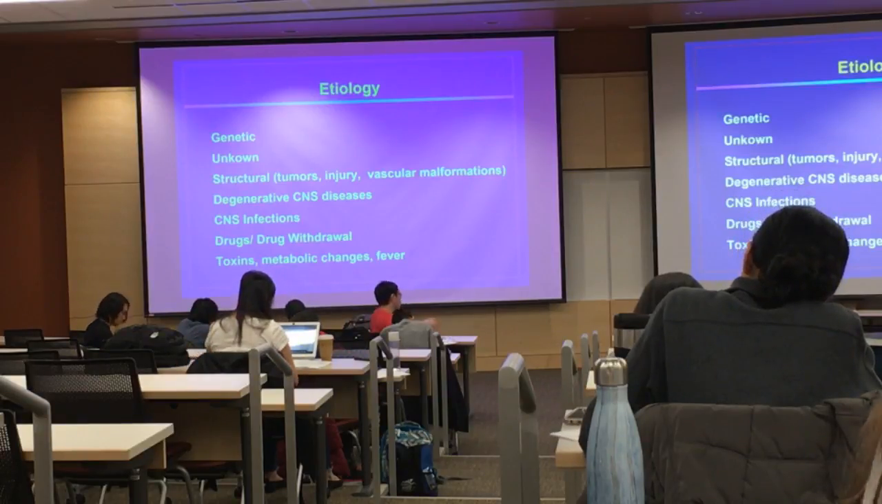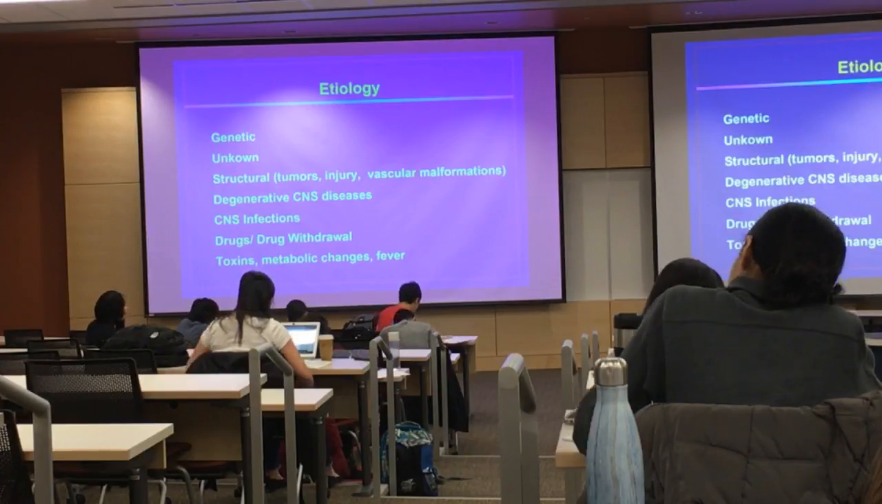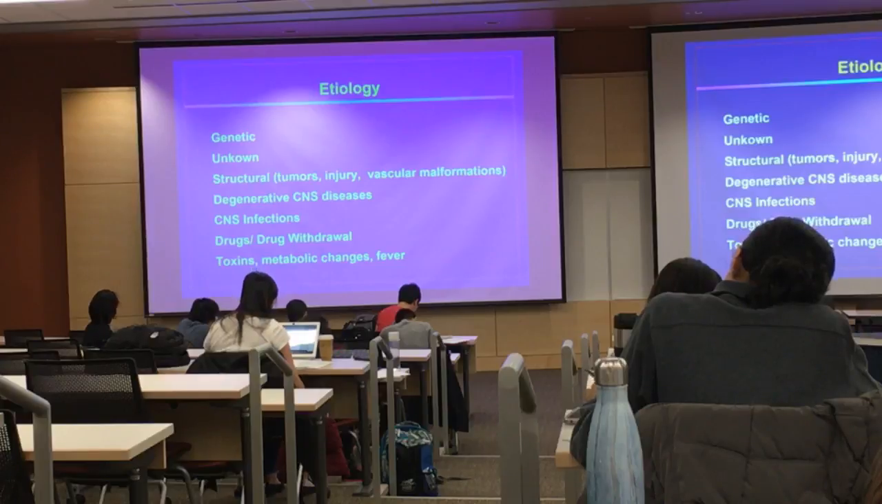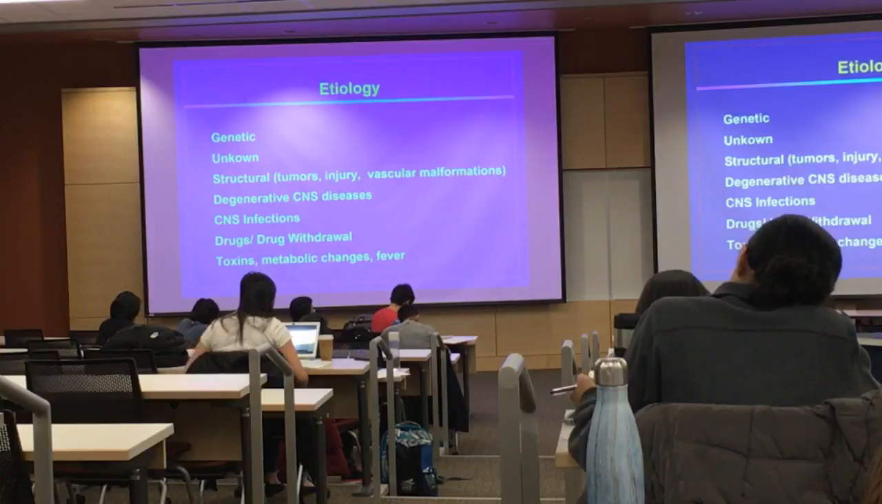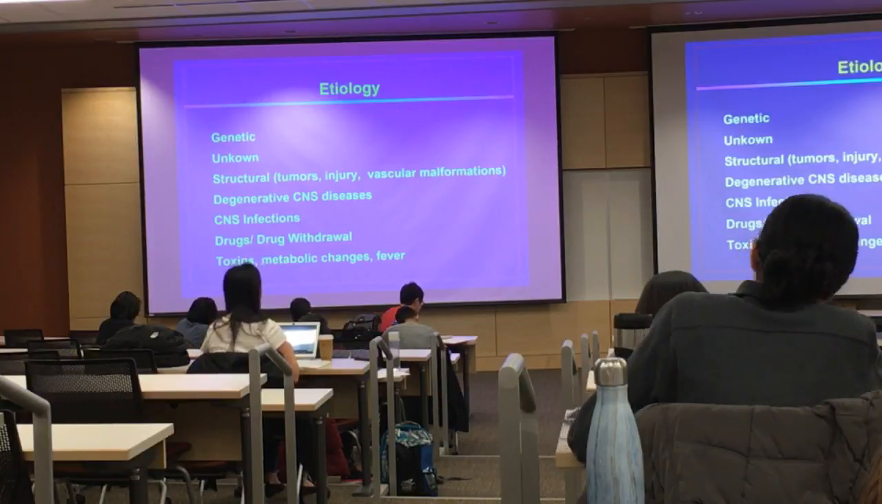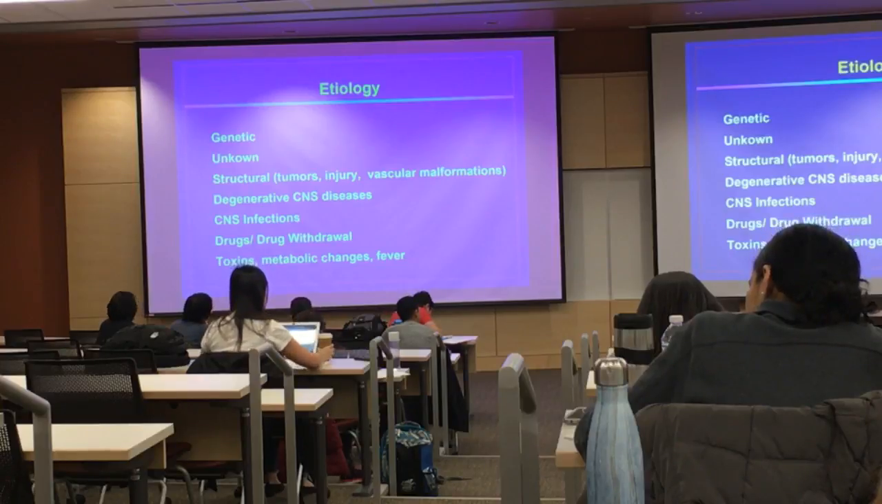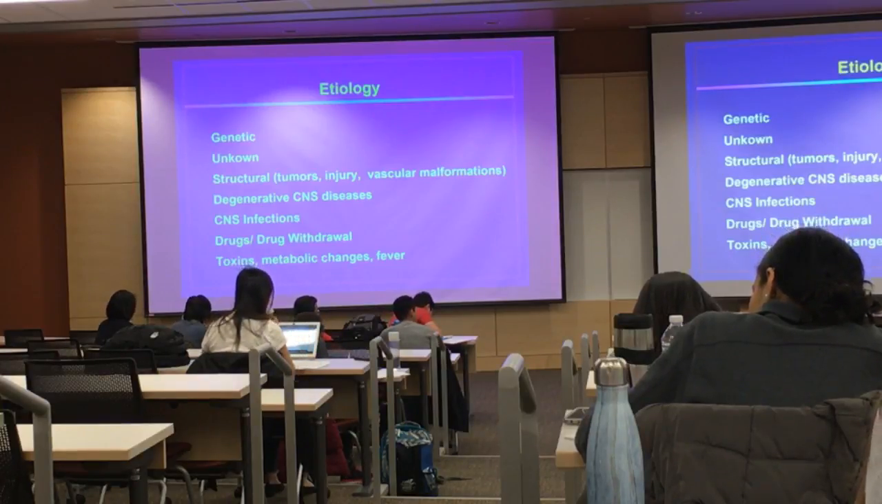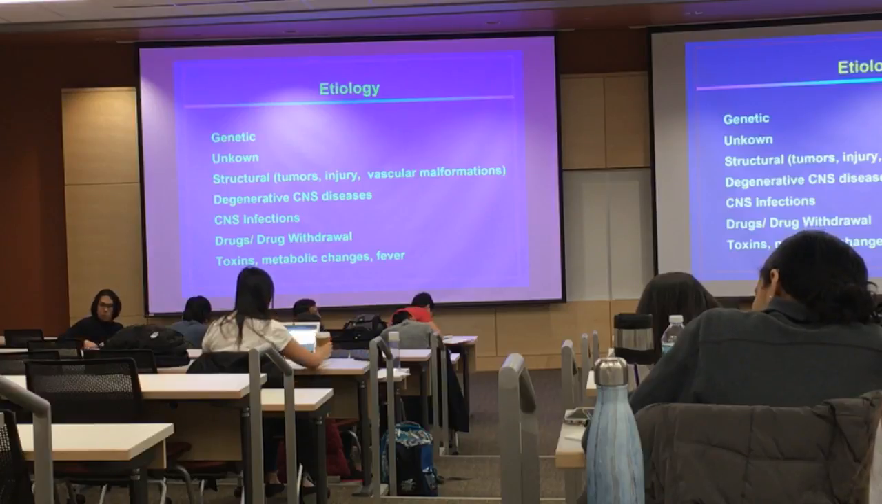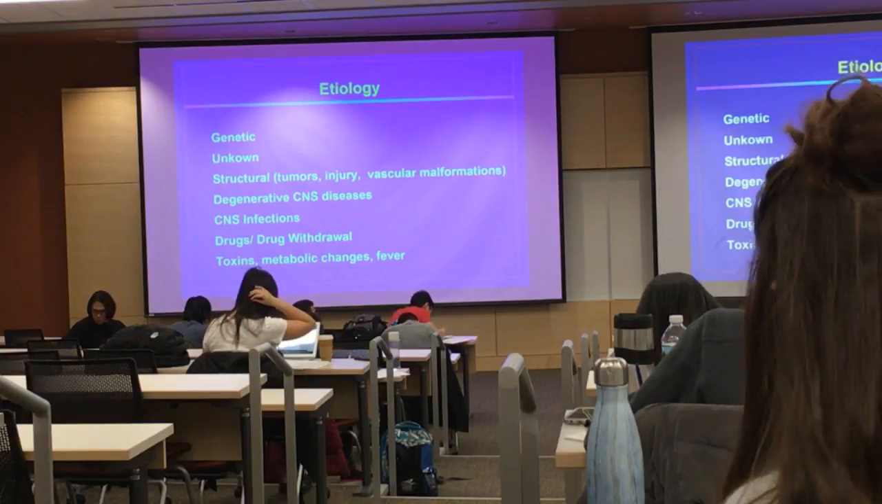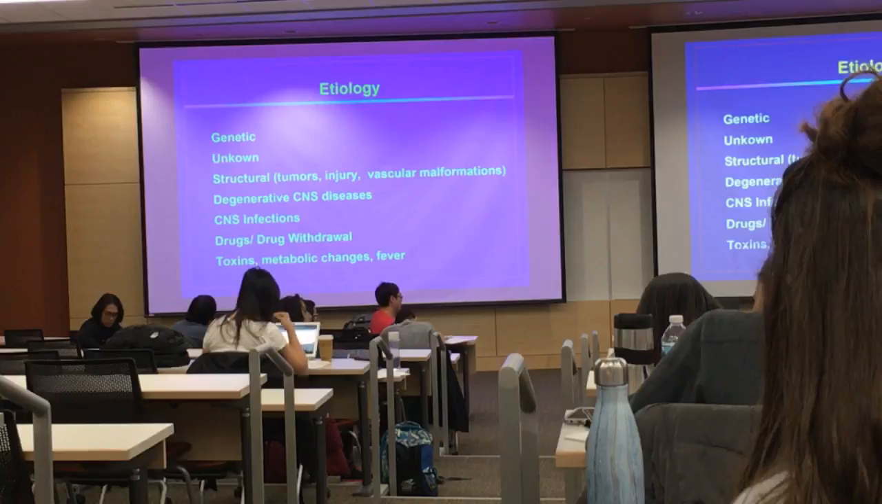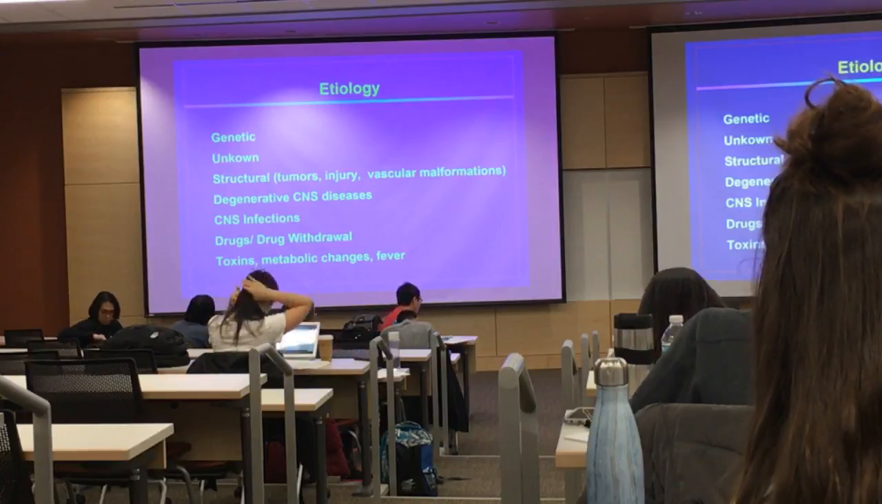We don't really know what causes seizures. There may be a genetic predisposition, there may be structural damages to the brain, such as tumors, birth injury, post-trauma injuries, surgeries, vascular malformations, things that will be picked up on MRI testing. We could have degenerative CNS diseases, infections. We can be aggravated by certain drugs or withdrawal from drugs, and exposure to toxins, metabolic changes in the body, or fever.